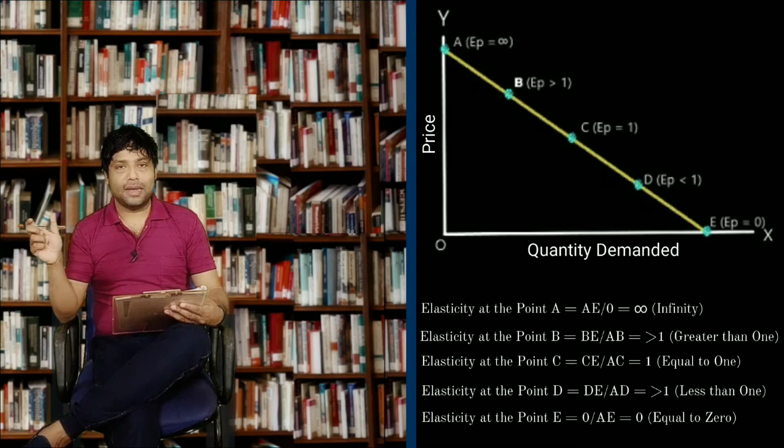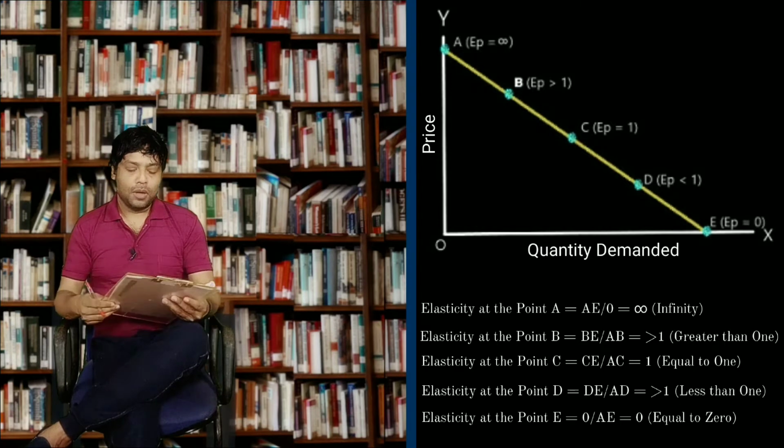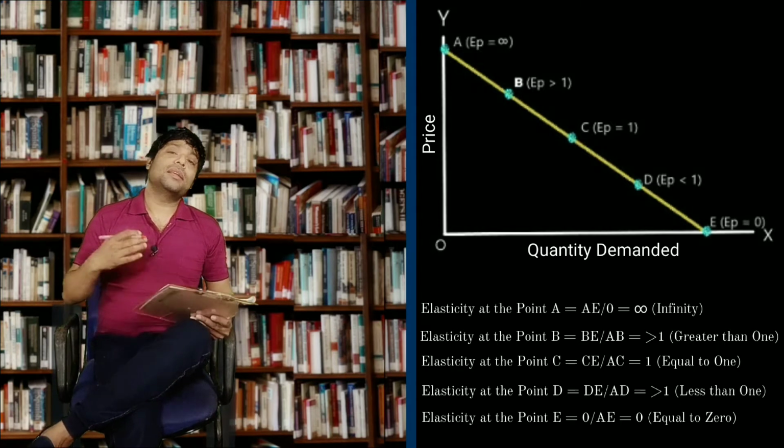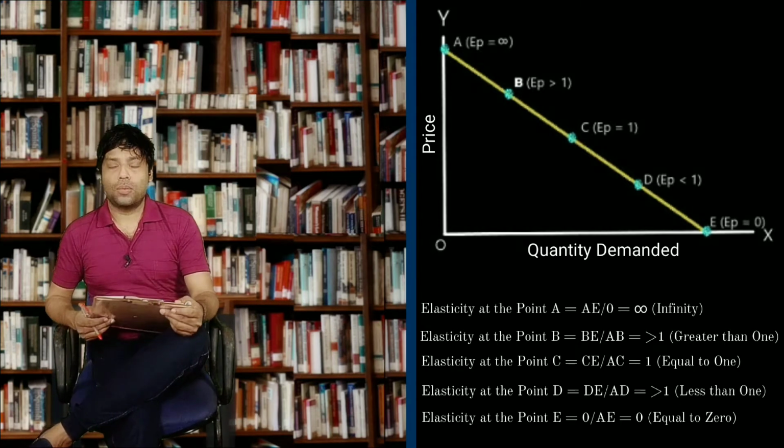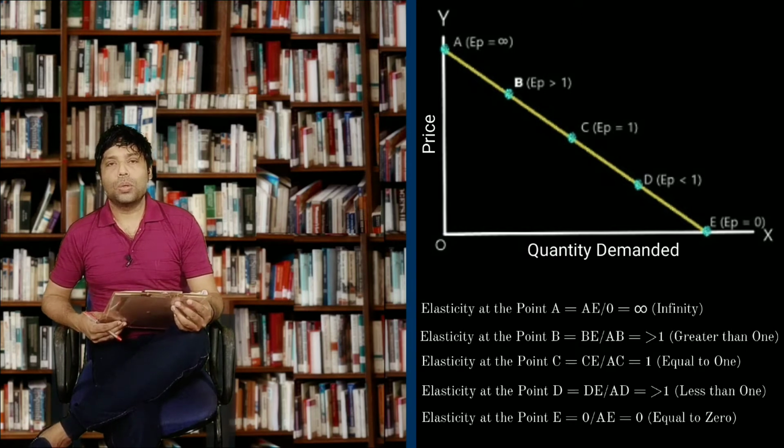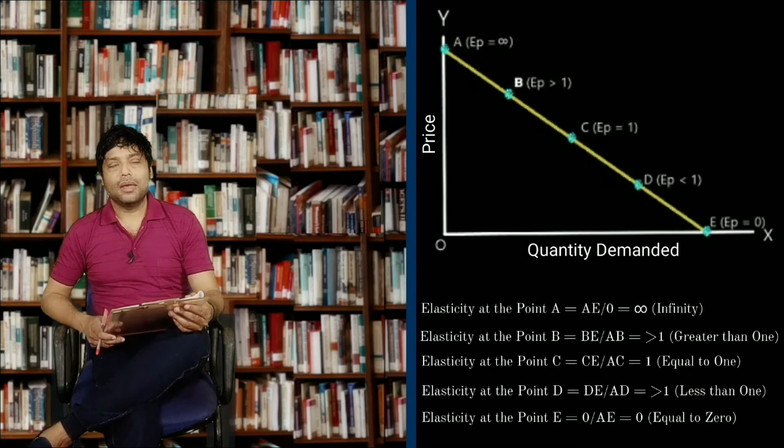Here the lower part is AE, and because there is no upper part, we have written 0. Here we know that anything divided by 0 is always infinity. So, at the point A, we can say the numerical value of elasticity is infinity.